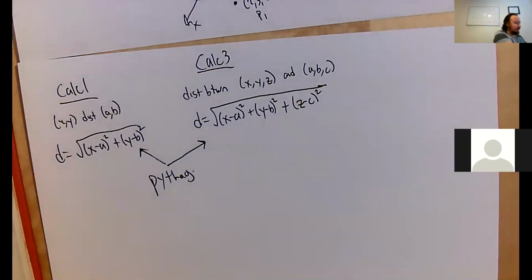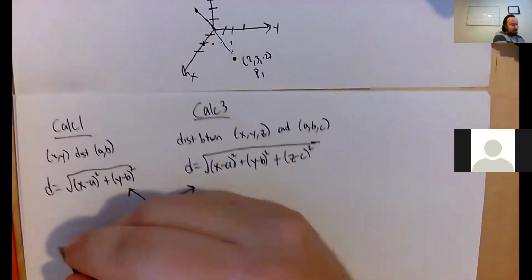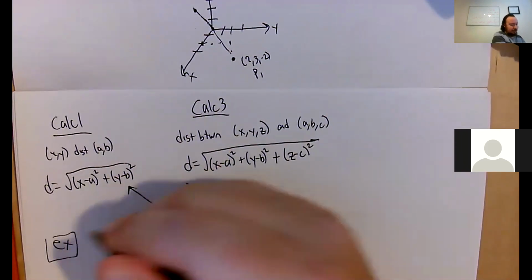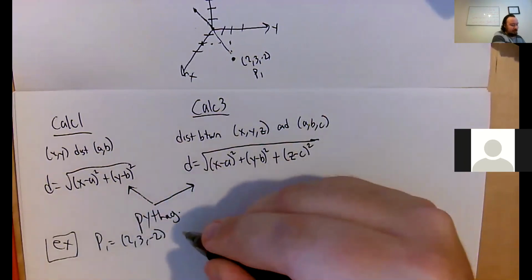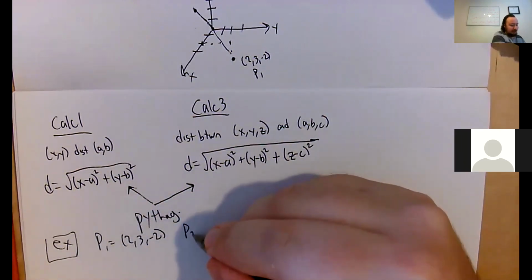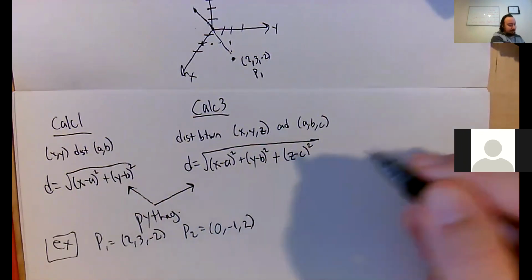All right, so as an example here, sorry, let me get my page up. So let's find the distance between the 2 points, P1 and P2, that we had earlier. P1 was (2, 3, -2), and P2 is (0, -1, 2).